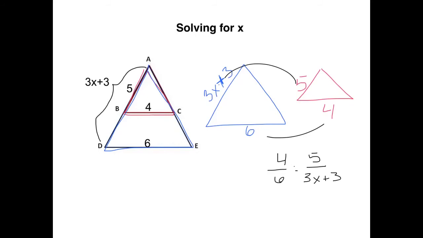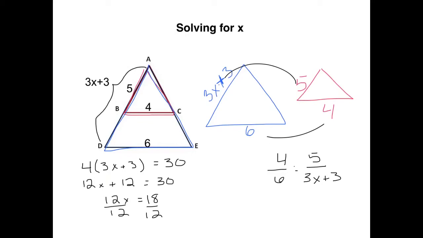Again, I have two options. I can cross multiply, and this is just going to involve doing some distribution. So I'll end up with 4 times 3x plus 3 equals 6 times 5, which is 30. And so then I can distribute. Subtract 12 from both sides. And we're going to get another fraction. 18 divided by 12 is 3 over 2. 3 over 2 is 1.5 in decimals.